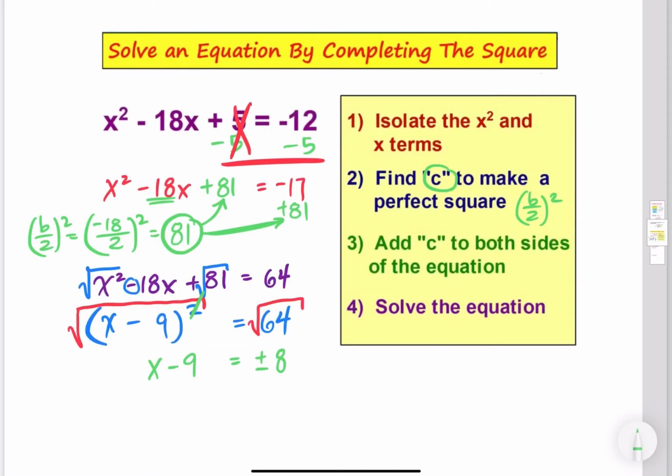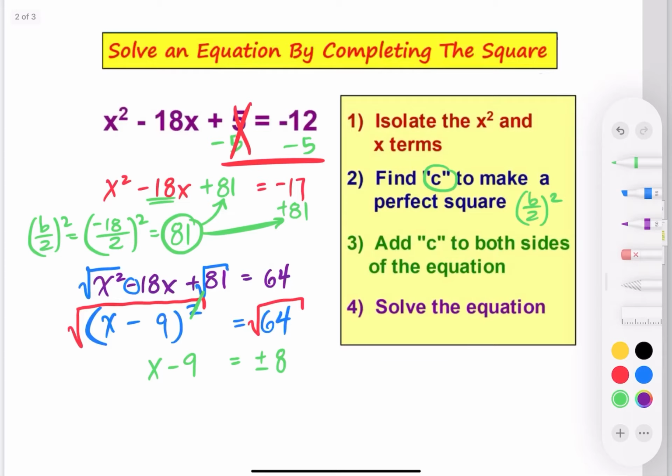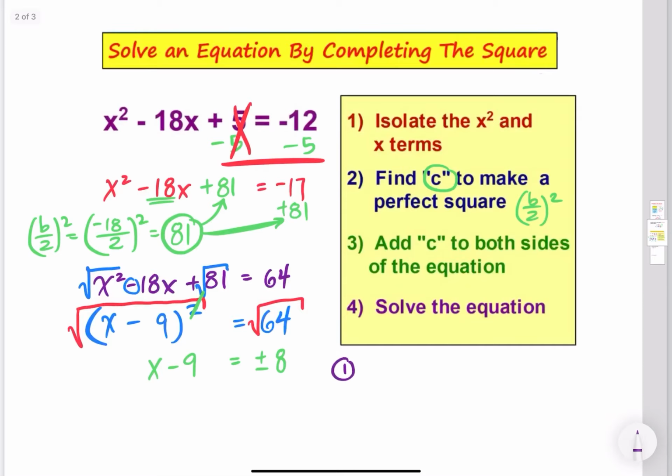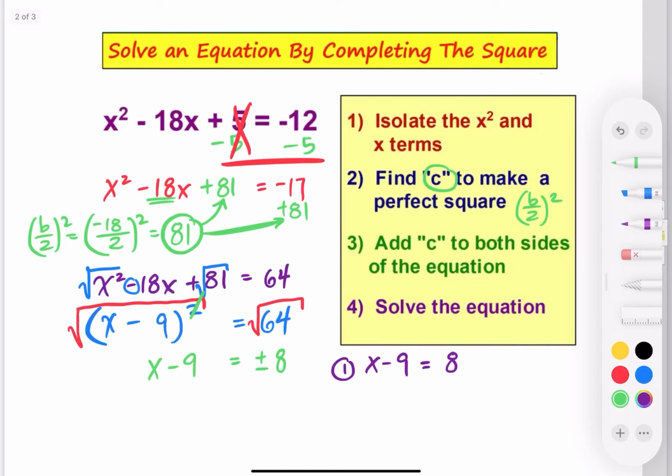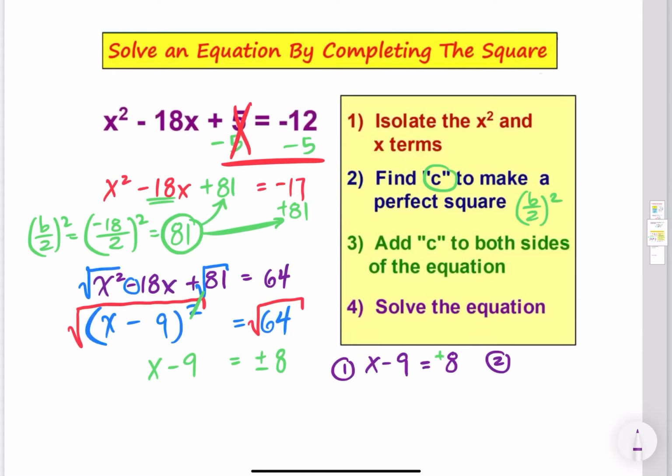Because a positive 8 times a positive 8 is 64, and, well, a negative 8 times a negative 8 is also 64. So this is going to help us determine my two problems here. So we got two situations. The first one is where we have x minus 9 is now equal to the positive 8. So that's that plus sign, the positive 8. And then the second situation is x minus 9 is equal to the negative 8. So that's the minus sign.